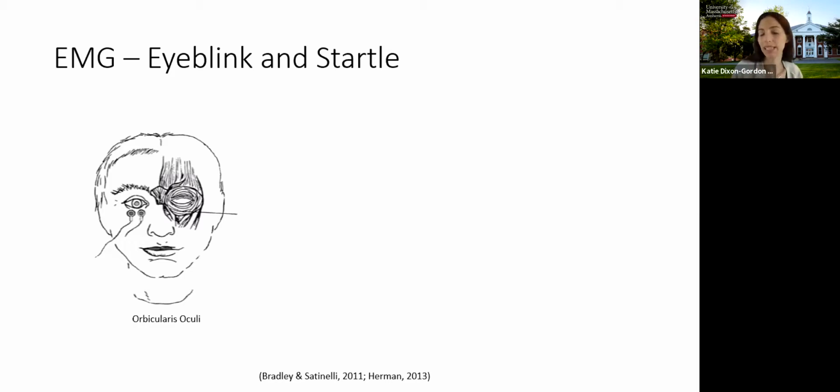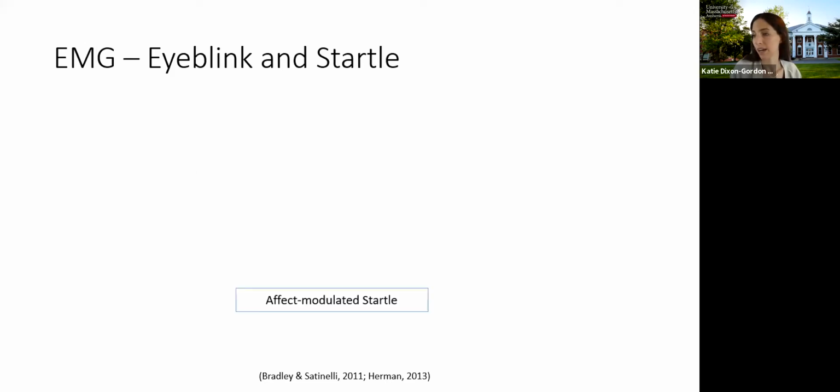If you have space in your paradigm and you're really interested in looking at individual differences or condition differences in valence, then I have really grown fond of using the affect modulated startle paradigm, and we can use EMG here to measure eye blink response.